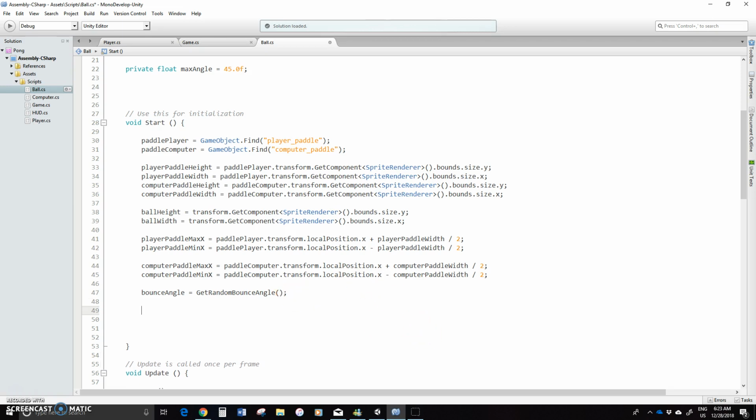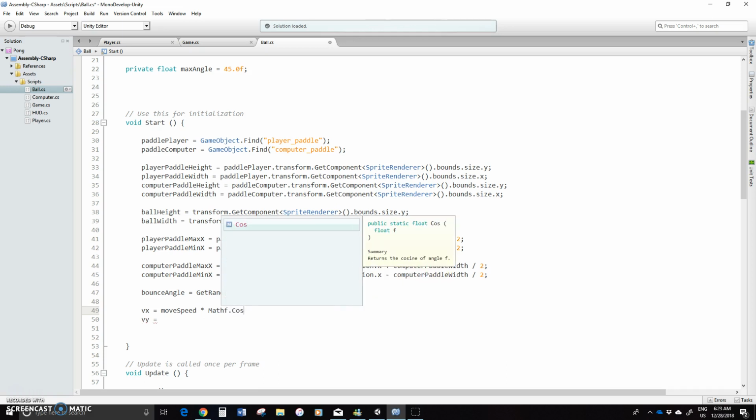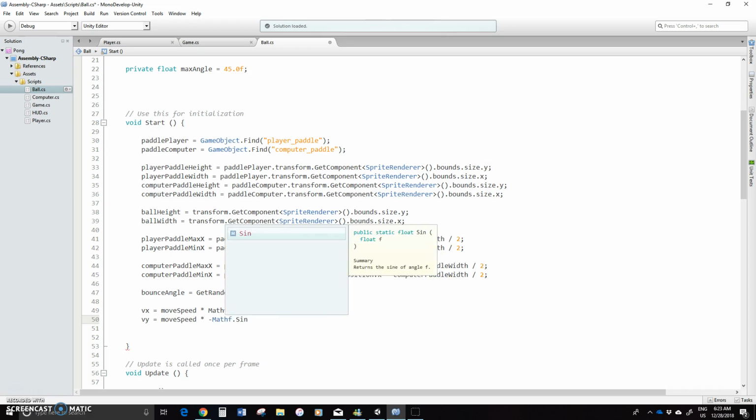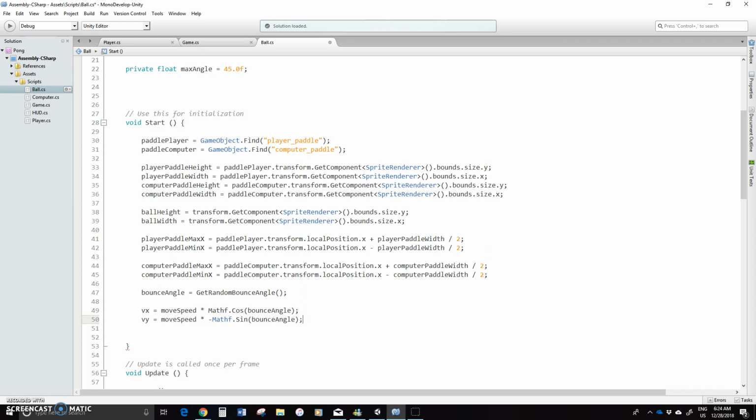The other thing we have to do is calculate the Vx and the Vy. So I'm just going to start this off here. This is really going to be the position on the x-axis and the position on the y-axis. Now I'm going to put the math in here. We're going to multiply the move speed by Mathf.Cos, and we're going to pass in that bounce angle. So the cos of the bounce angle will get our x position, and I'll explain that in a second with a little diagram. And then the other one, move speed times negative Mathf.Sin of the bounce angle as well. I'm not going to get into the math of this, but it does make sense. So this will give us our x position, and this will give us a y position.